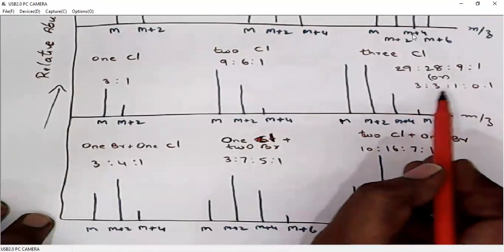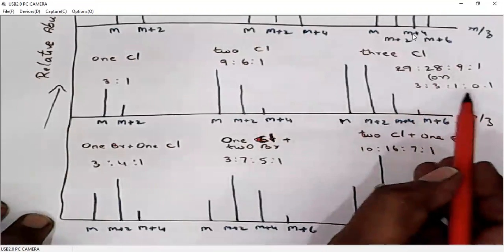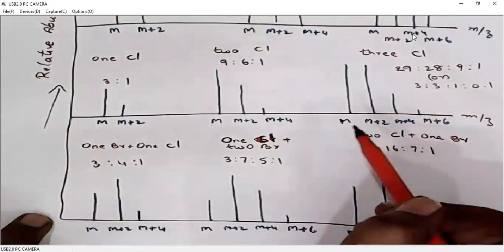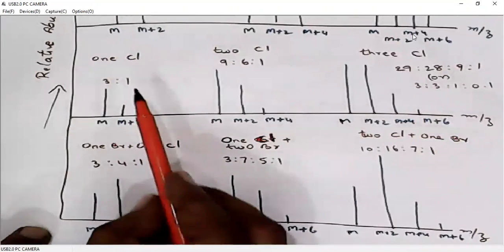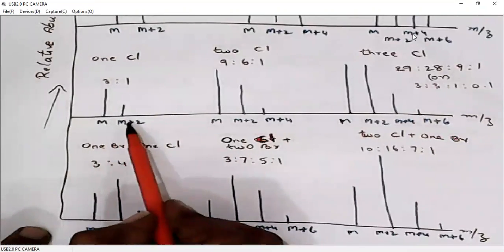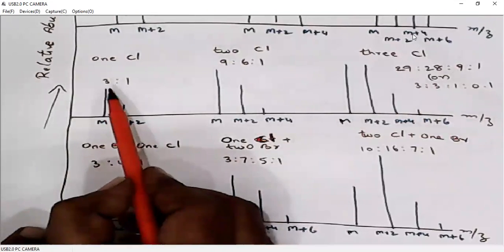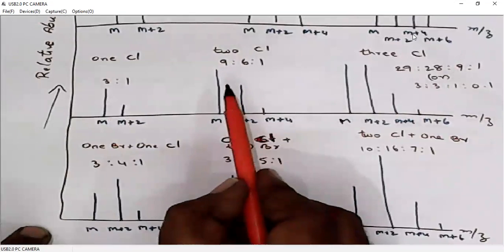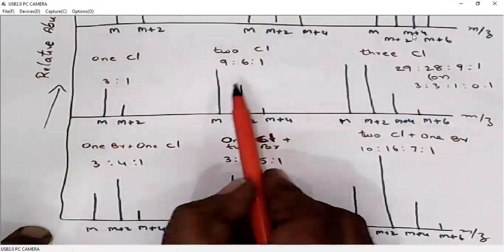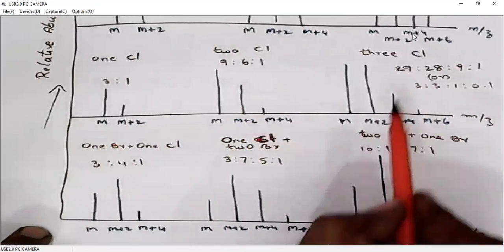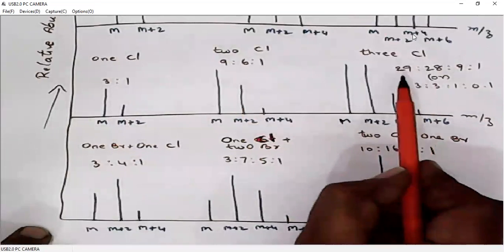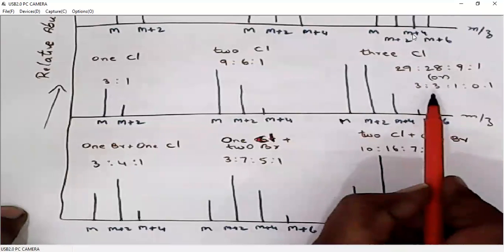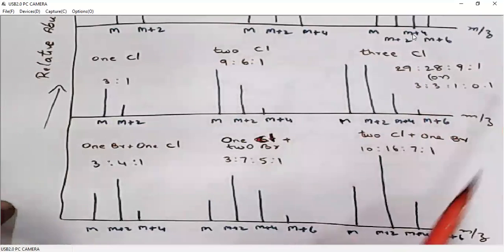Or simply you can go for 3:3:1:0.1. So if you have one chlorine, we will get two peaks, M and M plus 2, with an intensity ratio of 3:1. If we have two chlorines, we will get three peaks with an intensity ratio of 9:6:1. If we have three chlorines, we will get four peaks with an intensity ratio of 27:27:9:1, or simplified, 3:3:1:0.1.